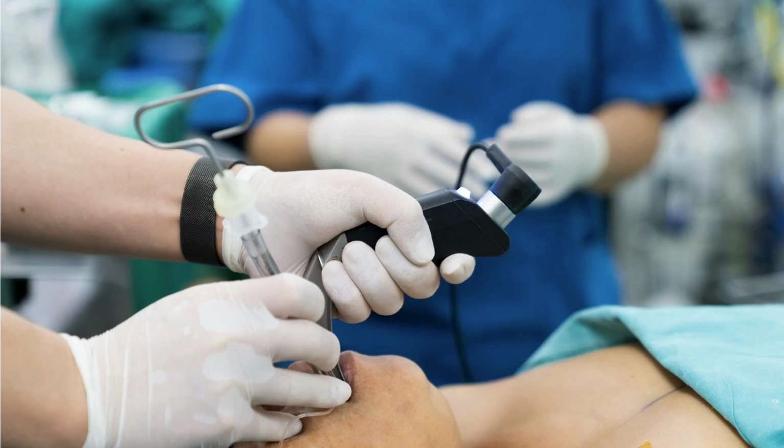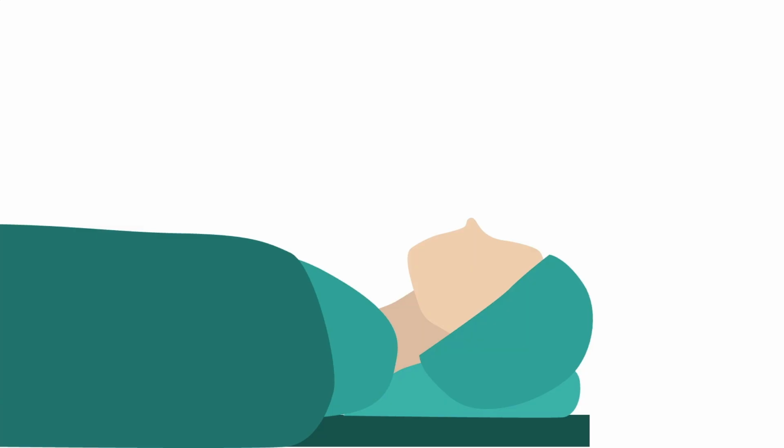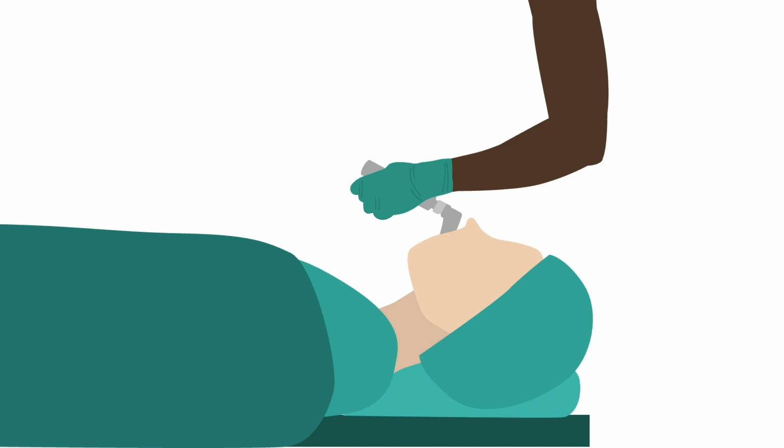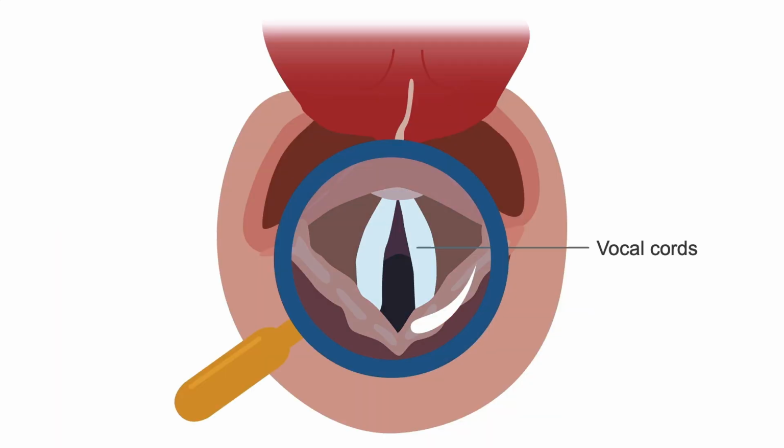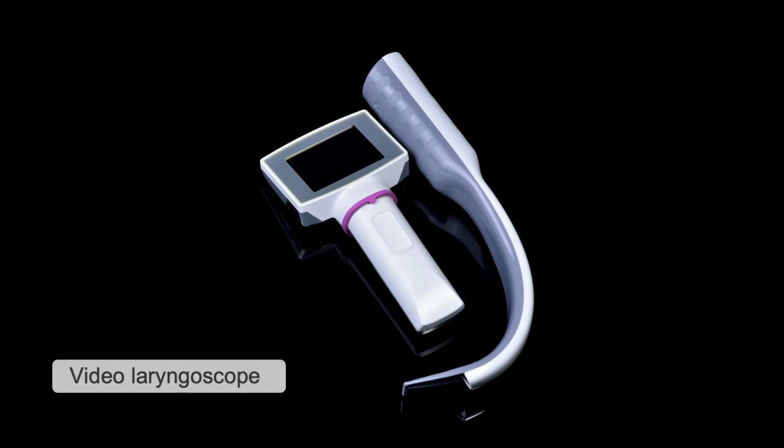Our first choice is to perform orotracheal intubation. Anatomic difficulties in this scenario largely involve challenges in placing a laryngoscope or problems viewing the vocal cords. Video laryngoscope devices have made many of these challenges much easier compared to direct laryngoscopy, but difficulties can still remain.